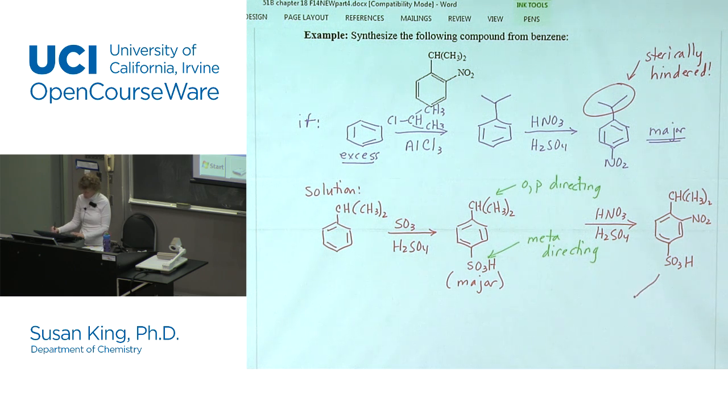And now we're done here. We're ready. We're going to use dilute H2SO4 and heat. That will take that off. Everything else will stay on, and that's our major product now.